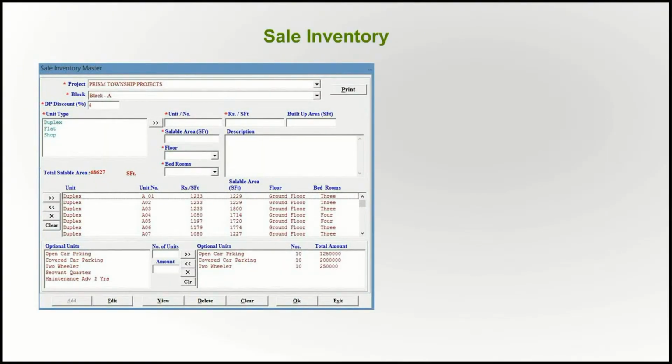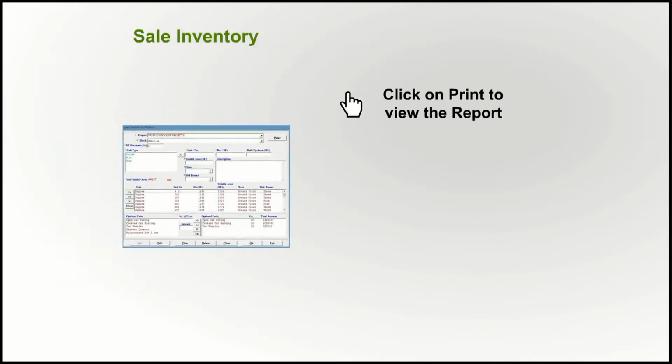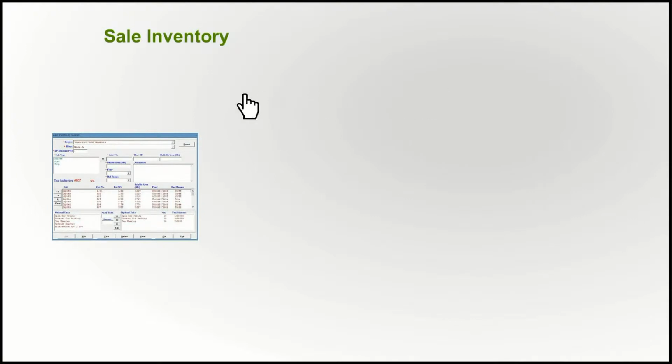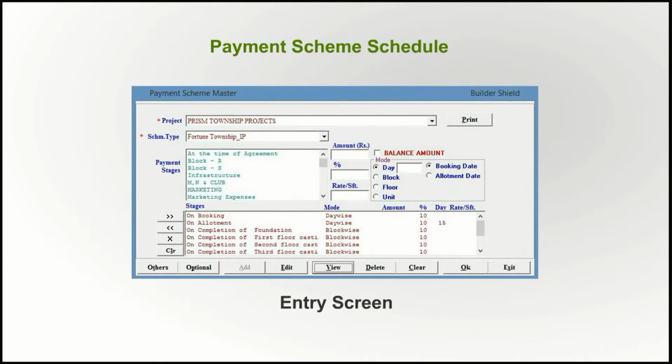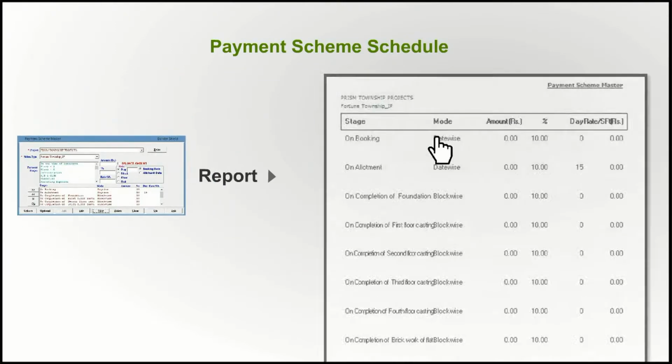This is the sale inventory screen. Now, enter the details and click on Print button to see the report. This is the payment scheme schedule. Enter the details on the entry screen. You can see the report by clicking on the print button.